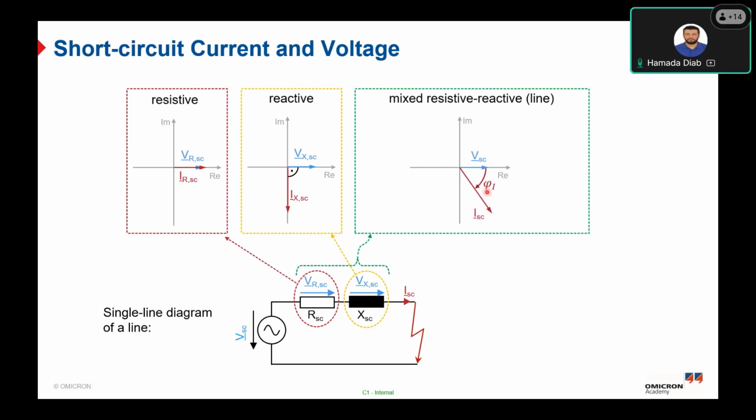And here phi 1 is the phase shift between the voltage and current angles. Okay, so if located here, it will be in the forward current direction, and here is the reverse current direction, in real and imaginary simulation.